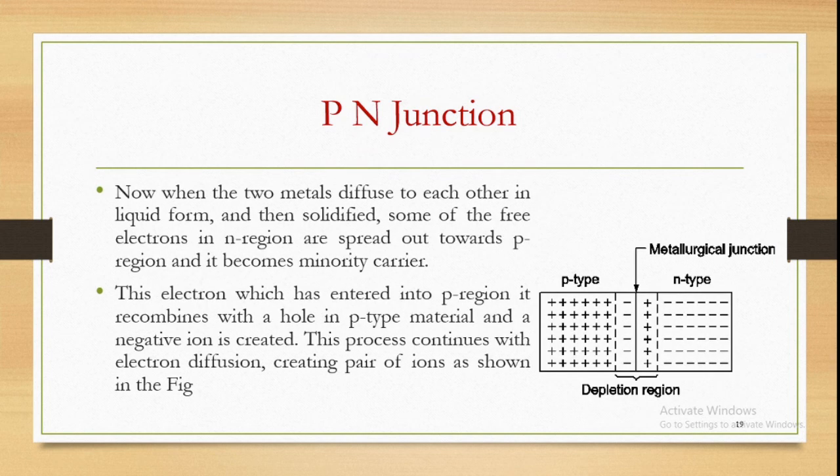So these two metals diffused into each other in liquid form and they solidified. Some of the free electrons in the n region spread out towards the p region and become minority carriers. The electron which has entered the p region recombines with a hole in the p-type material and a negative ion is created. This process continues with the electron diffusion, creating pairs of ions, and they are shown within the depletion region.